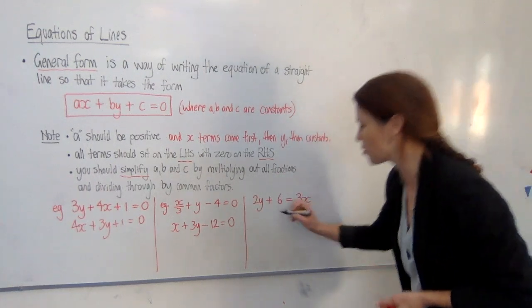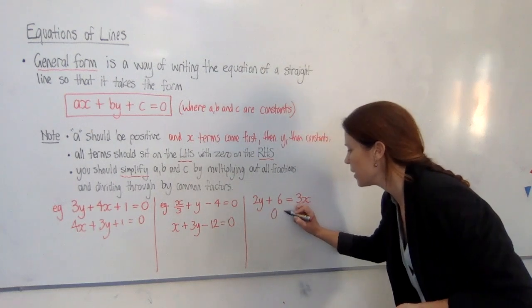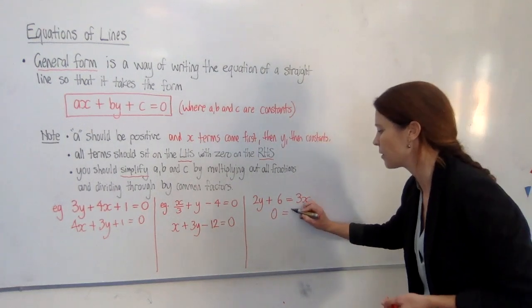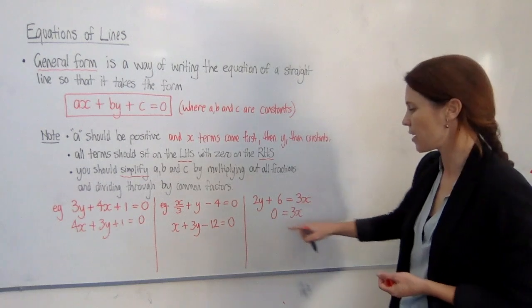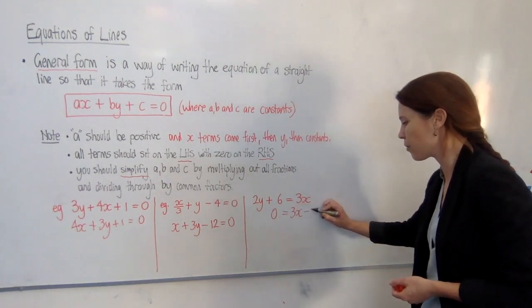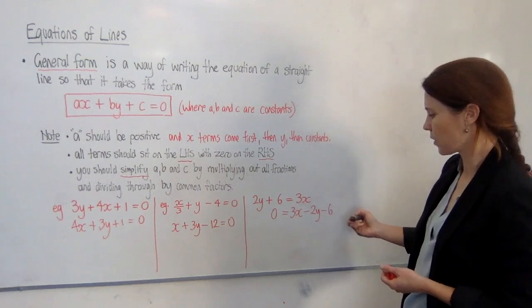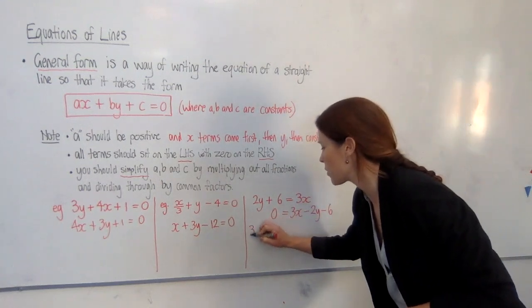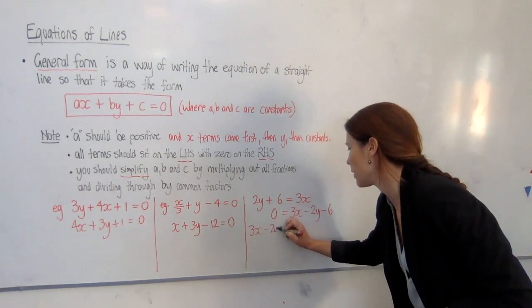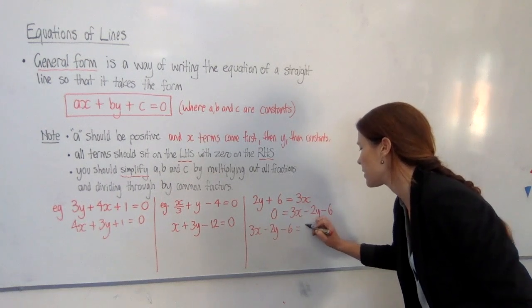Obviously there's a few ways you can do this. Let's do it a couple of different ways. If I leave nothing here, and I leave my 3x's here, I must have subtracted 2y from both sides and subtracted 6 from both sides. Okay, now that's looking pretty good. I've just got to put all of my terms on the left and my 0 on the right.